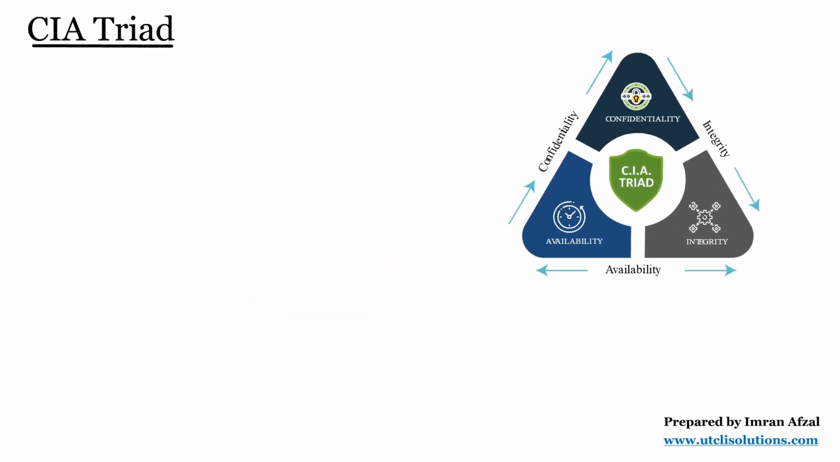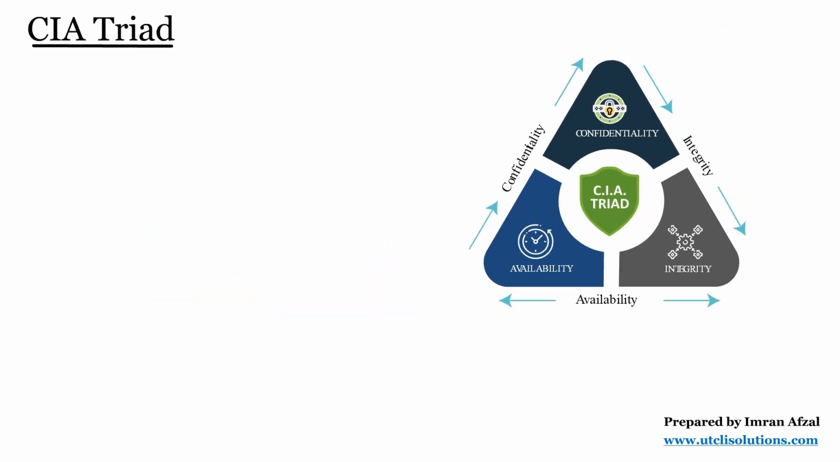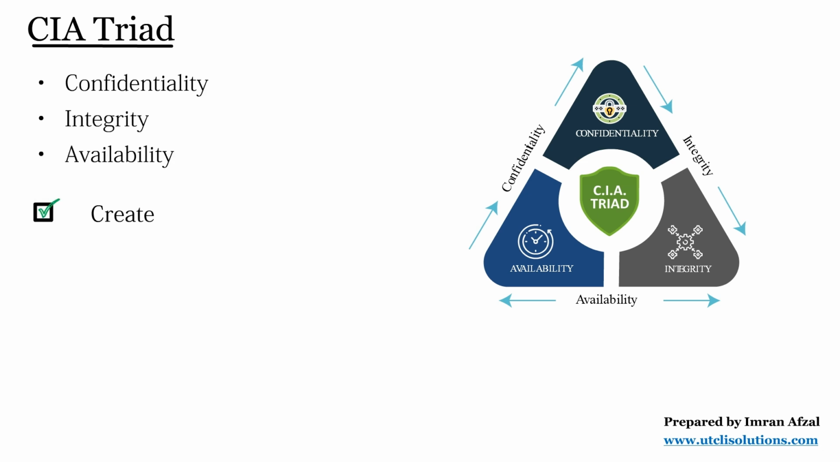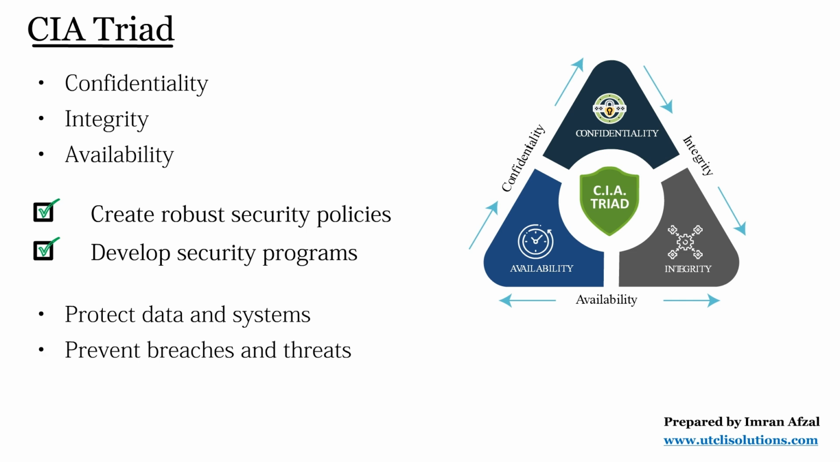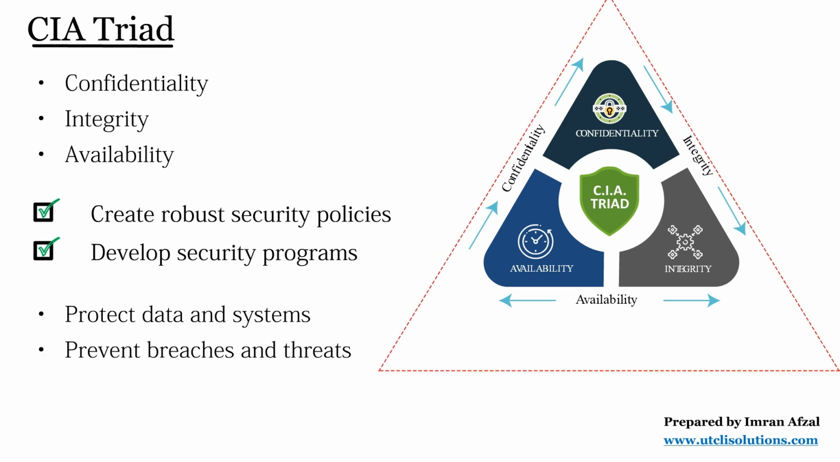Understanding the CIA Triad is crucial for anyone involved in information security. By focusing on confidentiality, integrity, and availability, we can create robust security policies and programs that protect our data and systems from breaches and other threats. I hope you have understood the concepts, and I will see you in the next lecture.